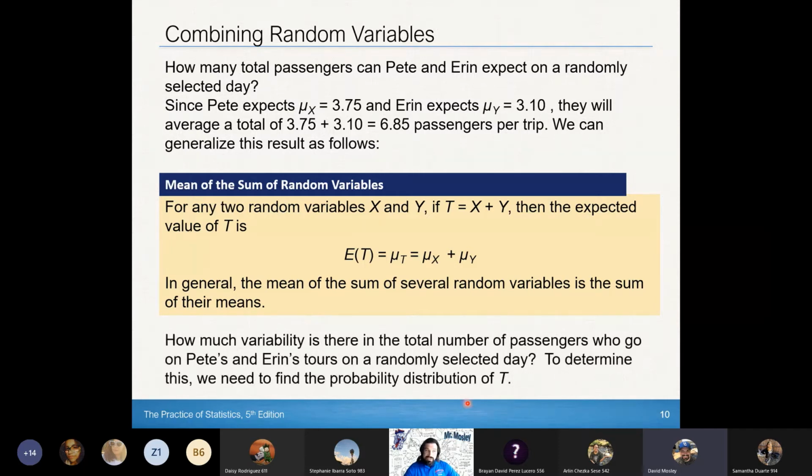How much variability is there in the total number of passengers who go on Pete's and Aaron's tours on a randomly selected day? Well, to determine that, we need to find the probability distribution of T.